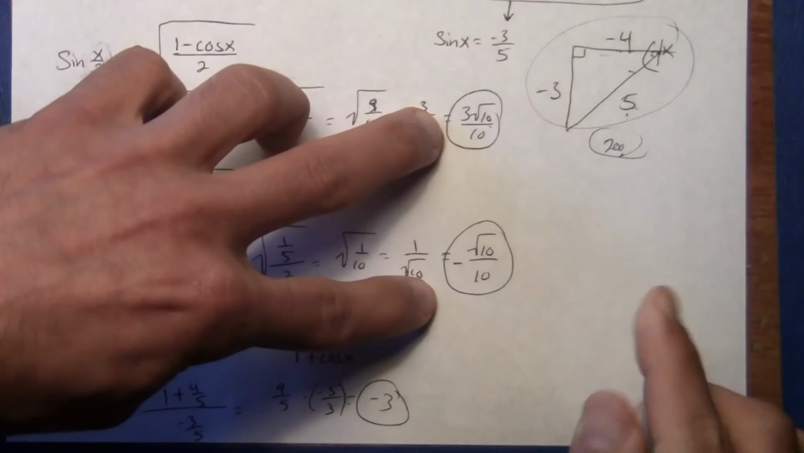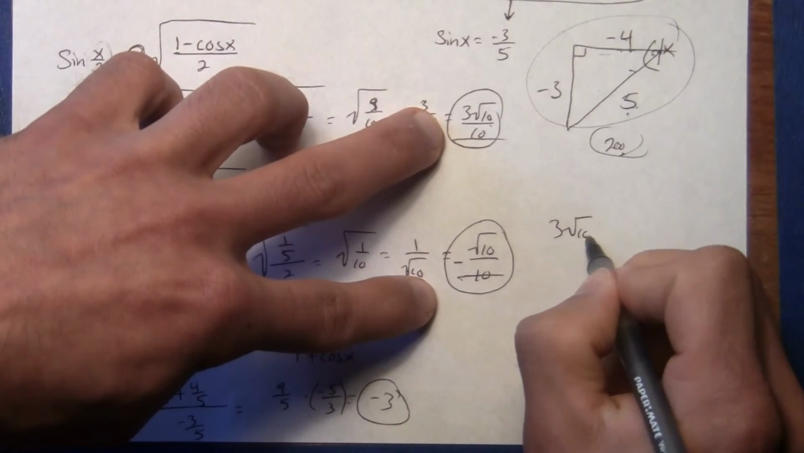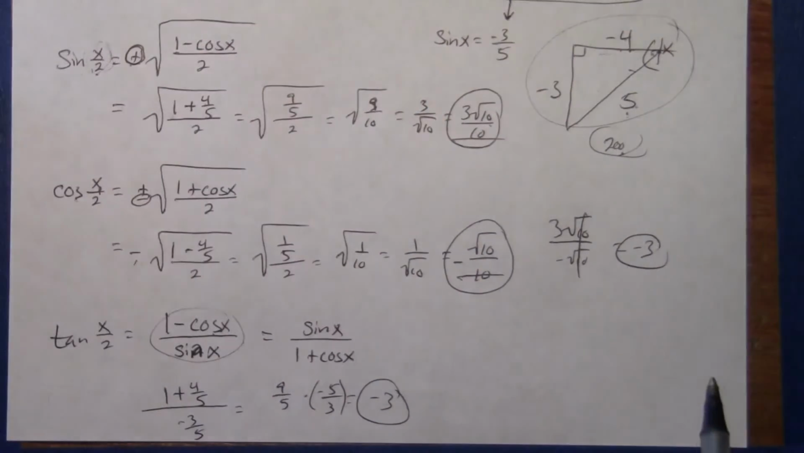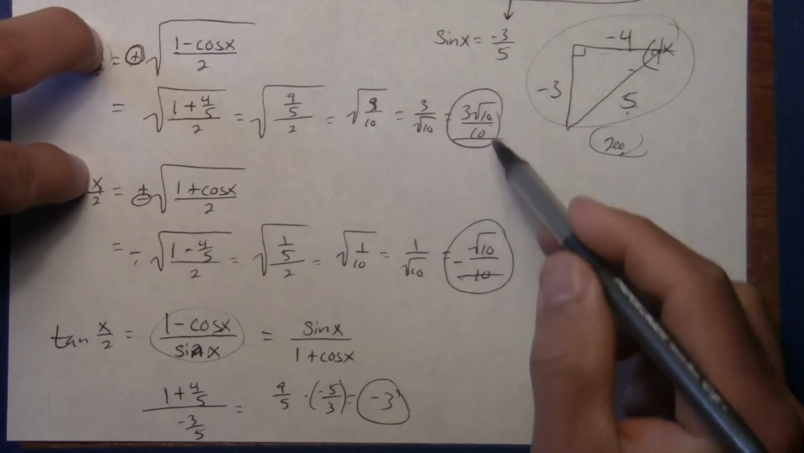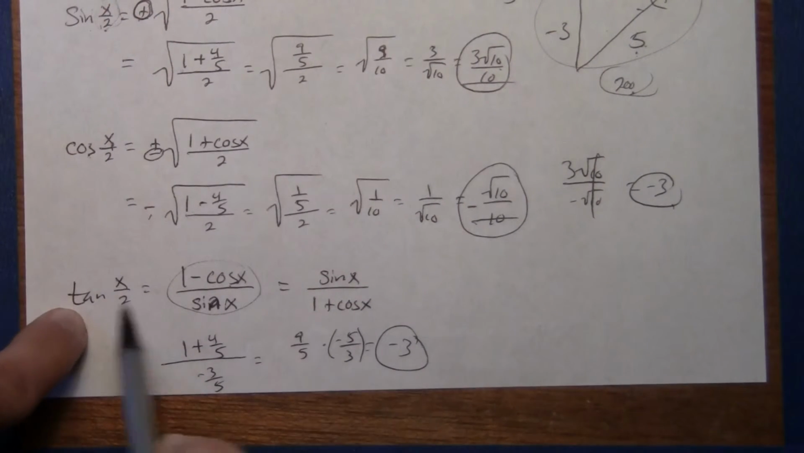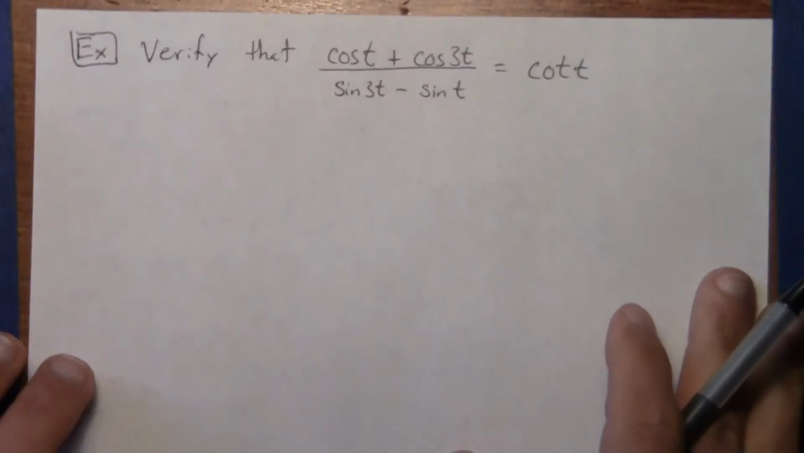And you can see if you divided these two, the denominators would cancel. 3 square roots of 10 divided by negative square root of 10, you would eventually get negative 3. So if you had to find all three, find these two and then just divide to find the tangent. I just ran through that one in case you're asked to find that. Alright, and then the last one is going to be a verifying problem.